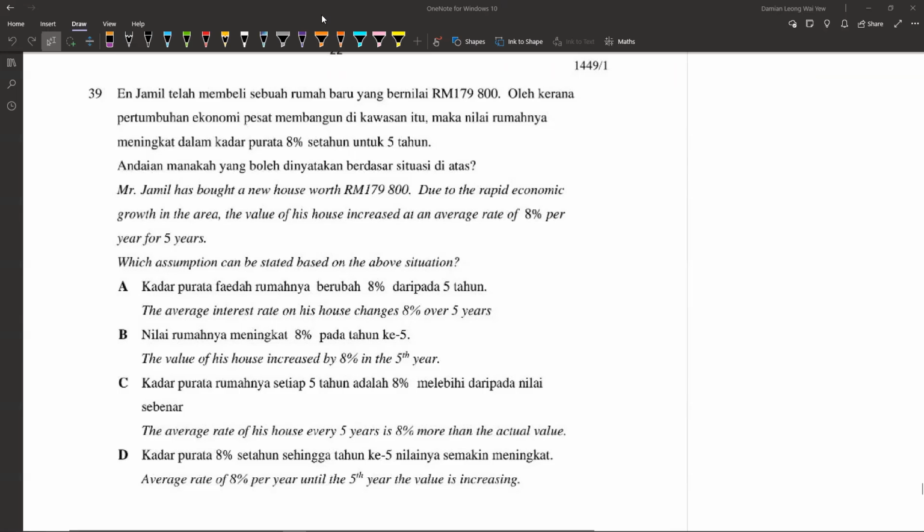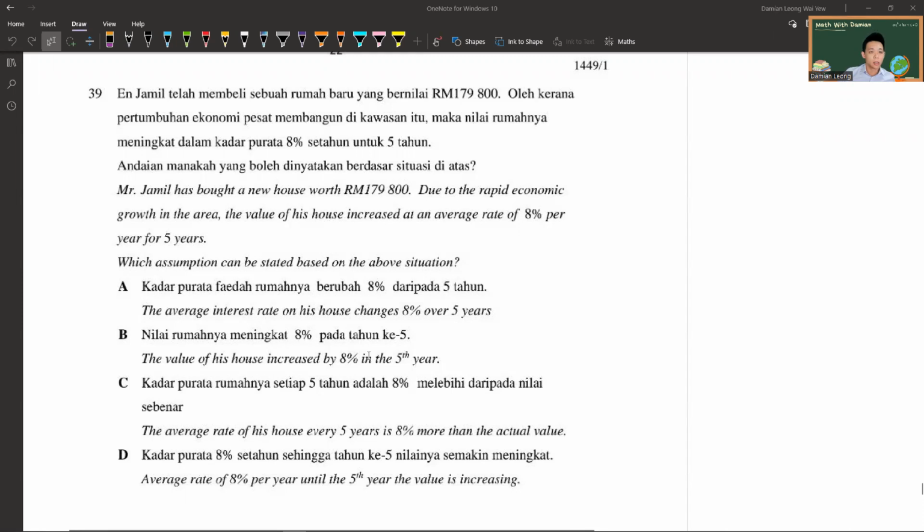Average interest rate changes 8% over 5 years. That's not right. It should be per year, so definitely not over 5 years. It shouldn't be A because it's not over the 5 years, it should be per year.